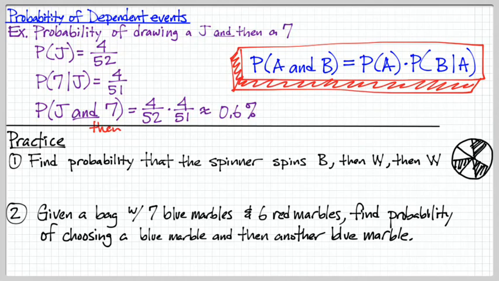So here are some practice problems that you can try out, and we'll go over them the next time we get together. Let me just talk about quickly the first one, spinning a wheel. Is it independent or dependent? Think about that first. Second one here, given a bag of marbles, find the probability of choosing a blue marble and then another blue marble, and for this one, assume that we do not replace the marble back into the bag after we've chosen one.